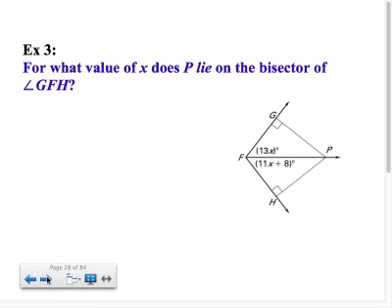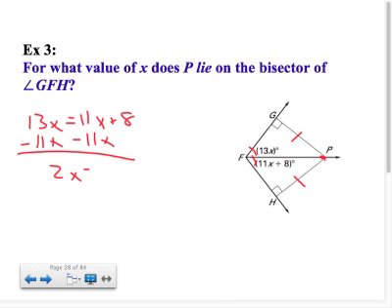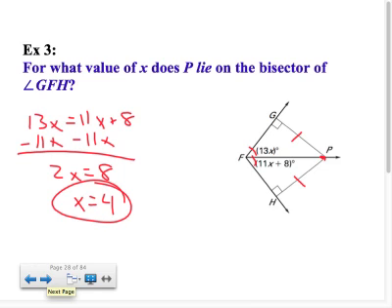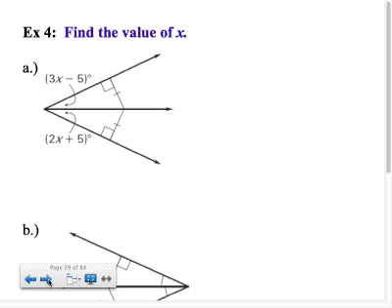For what value of x does P lie on the bisector of GFH? Again, if P lies on the angle bisector, then that means that these are equidistant. That doesn't really have anything to do with our problem, though. We know that this angle has to be bisected. So in other words, in this example, you'd say 13x must equal 11x plus 8. Subtract your 11x from both sides, you get 2x equals 8, which means that x equals 4. Again, just using this idea of an angle bisector.